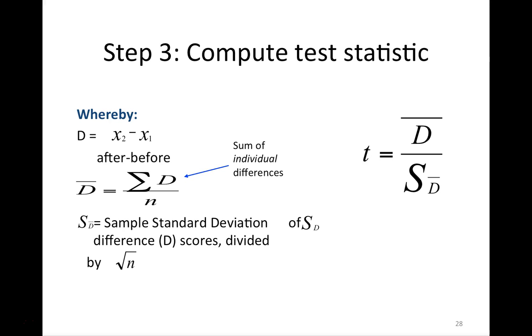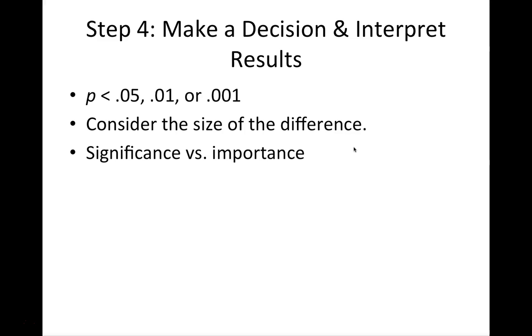And then we want to compute the test statistics. You can see that the calculation for this t is very different than it is in the independent samples t-test. So we're using a totally different formula here, but it's still based on the t distribution. And again, you don't have to worry so much about this. I want you to get it conceptually, but we are going to use SPSS to calculate this, and so we don't have to worry so much about the details of this. And then same fourth step, we want to make a decision and interpret those results. So again, thinking about what our p-value is, what our critical value is, and consider the size of the difference, and then think about significance versus importance.